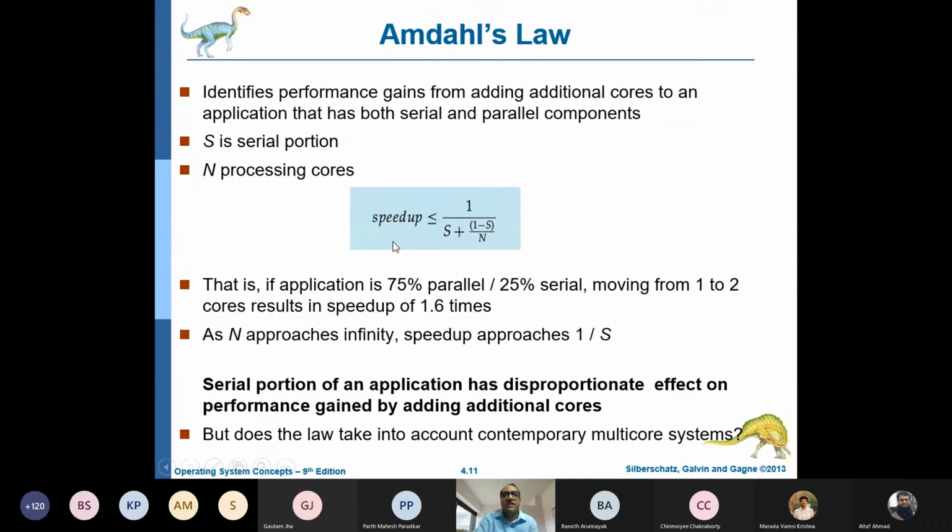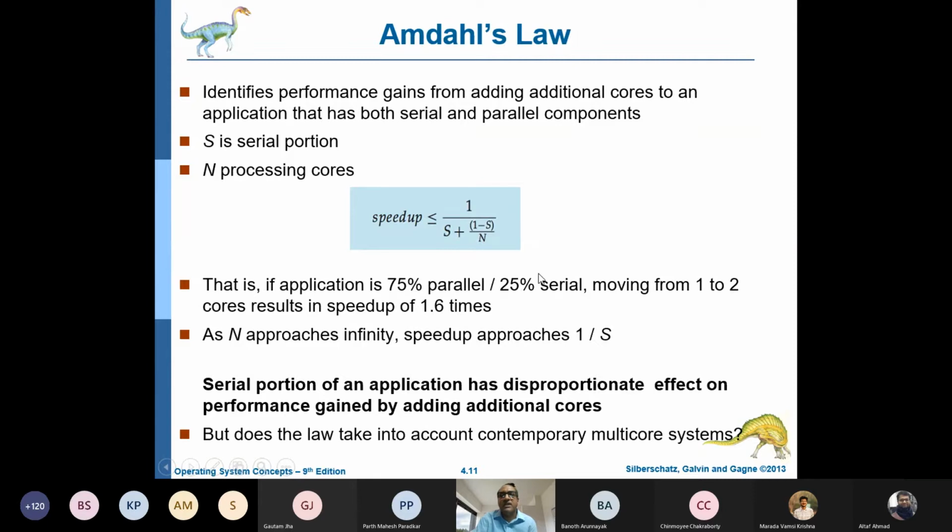In that case, the speedup that can be achieved with multi-core systems will be 1 over s plus (1 minus s) by n, where s indicates the sequential or serial code, and the remaining 1 minus s is the code that is parallelizable. For example, if the serial code is 25%, the remaining 75% can be made parallel.